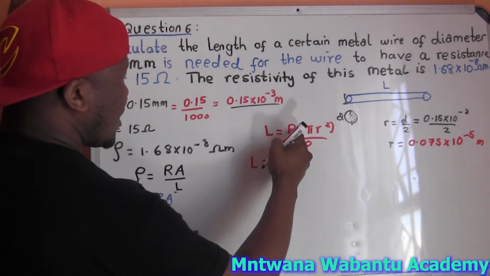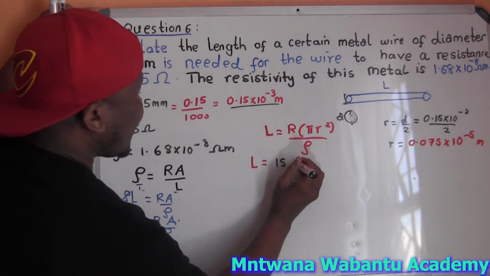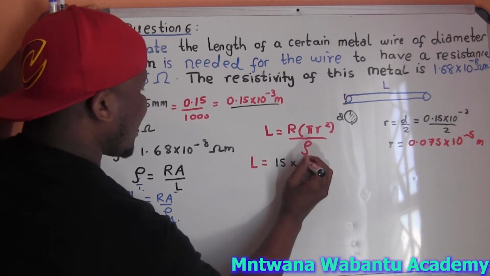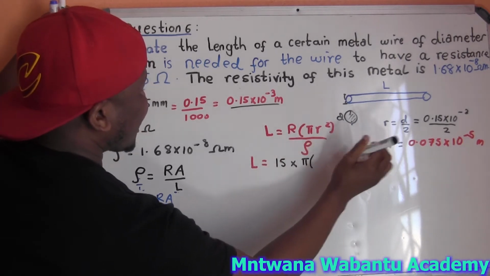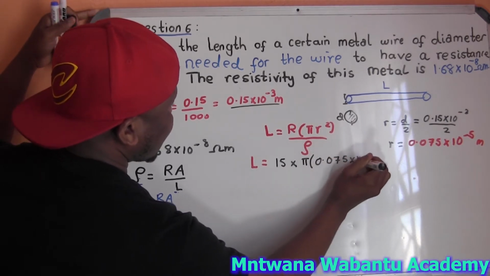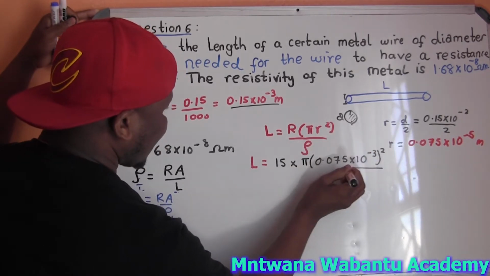So I'm going to say resistance equals 15 ohms, and then multiply by pi, just 3.14. You can plug pi into the calculator, or you can say 3.14, either way. Our radius must be squared. So 0.075 times 10 to the power negative 3, and then we have to square the radius.